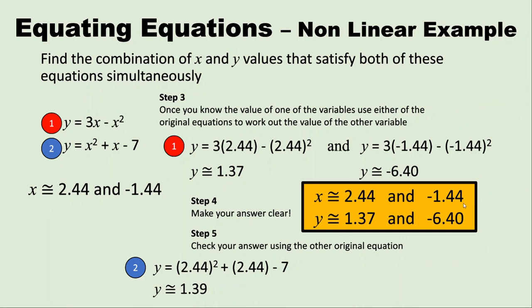to negative 1.44. So again in equation 2, if x is equal to negative 1.44, in brackets negative 1.44 squared plus negative 1.44 minus 7 gives me approximately negative 6.40. So that's bang on my answer from above. Again, both answers are rounded, but I have the correct answer there. So I'm fairly confident that my answers are correct.